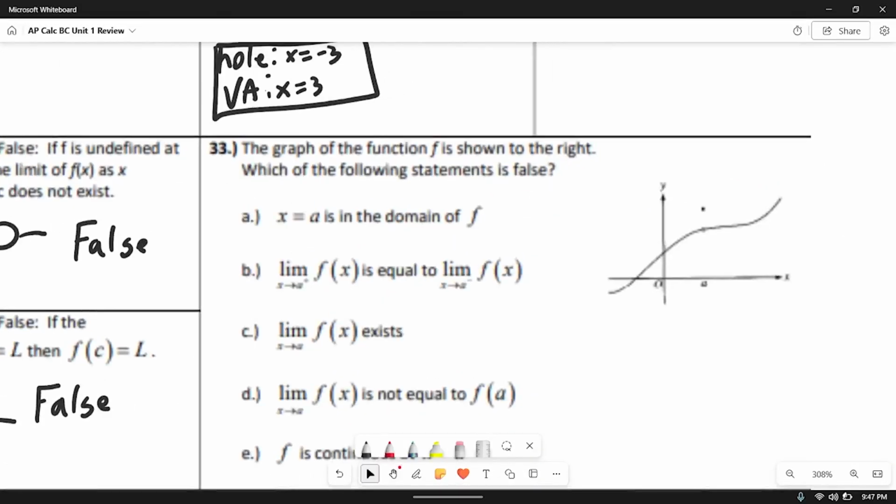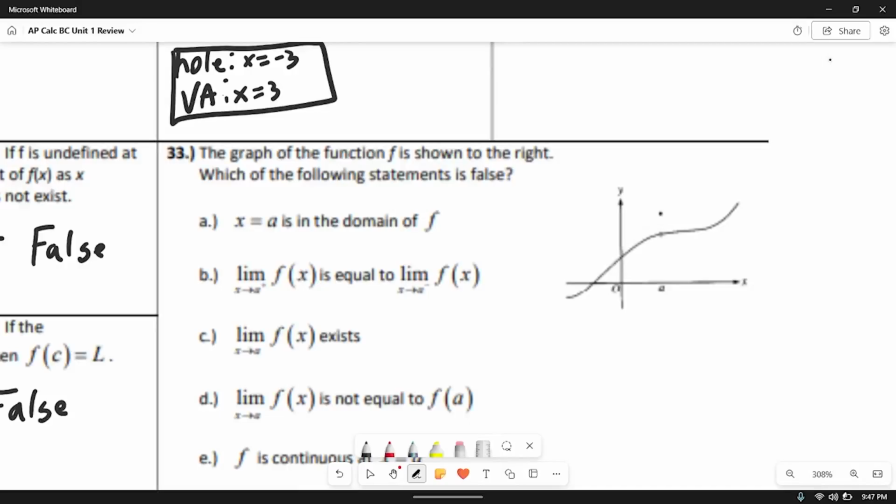Alright, the graph of the function f is shown to the right. Which of the following statements are true? X equals a is in the domain of f. Well, yes, it is in the domain, because if we plug it into f, we do get a value. It's not continuous there, but it is in the domain, so I'm going to put a little check mark.